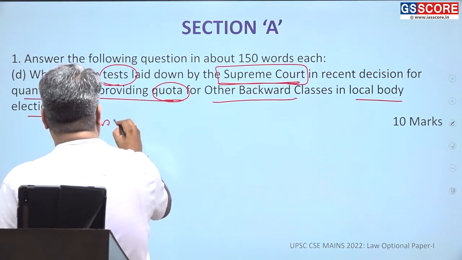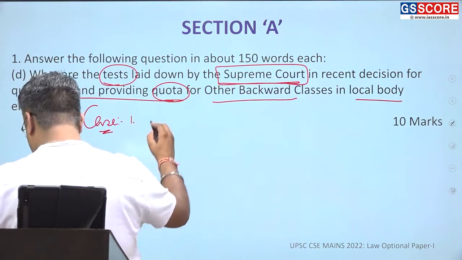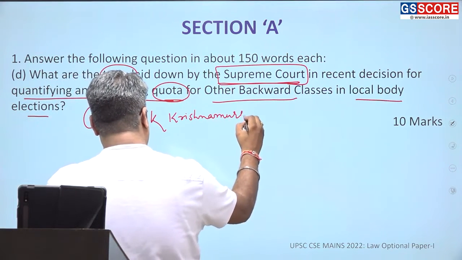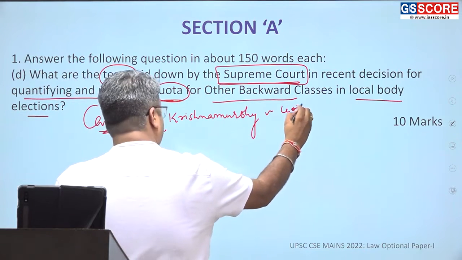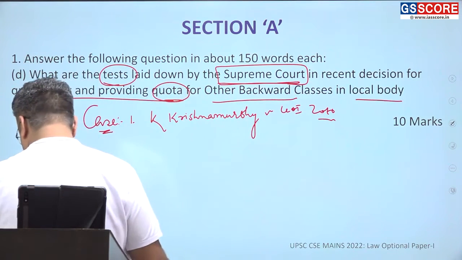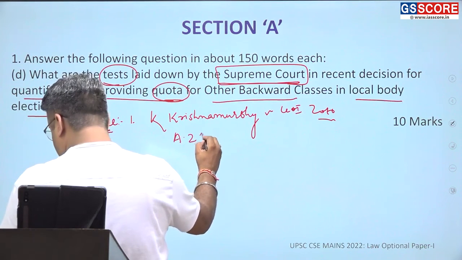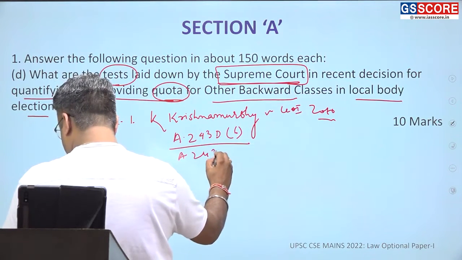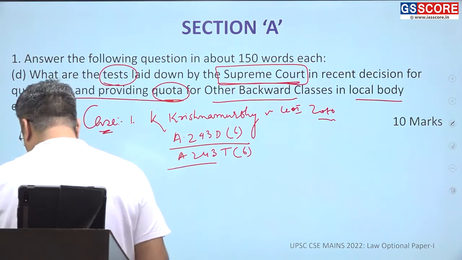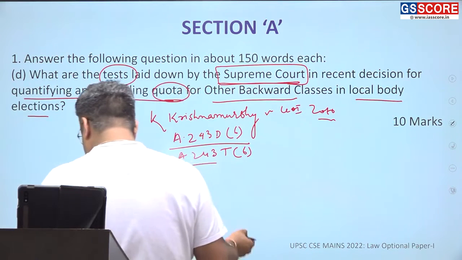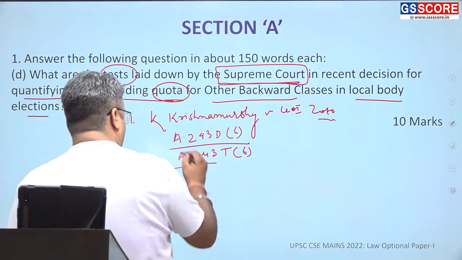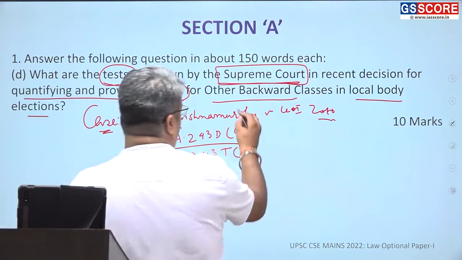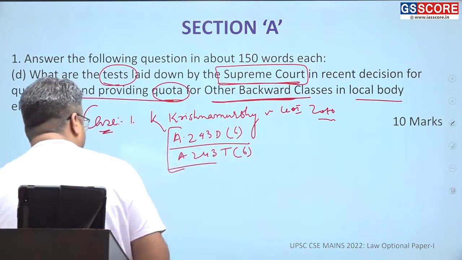So over here, I am just mentioning the contents which all of you should mention. Number 1, you should mention K. Krishnamurthy versus Union of India judgment 2010, and more specifically the articles which were involved, Article 243D Clause 6 and Article 243T Clause 6, which actually provide for the reservation in the panchayat and the municipal elections to the backward classes. So the reservation to the backward classes in the local body elections.